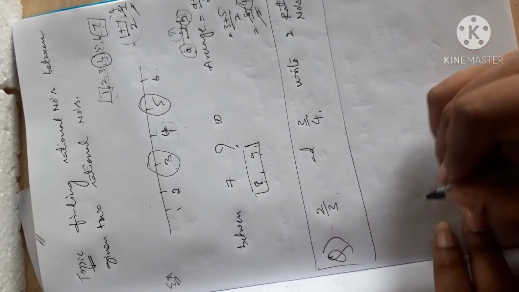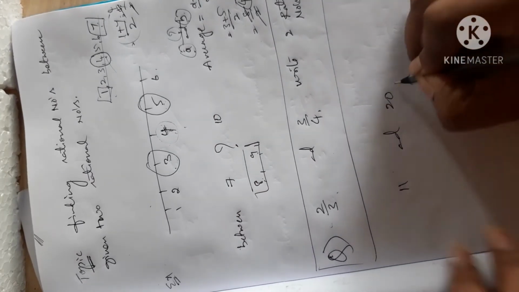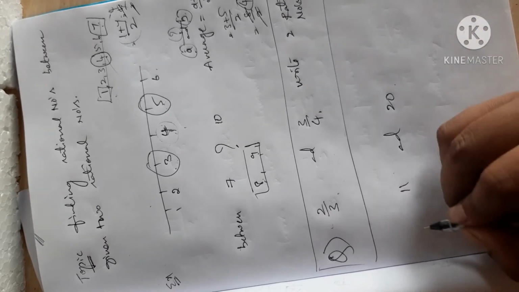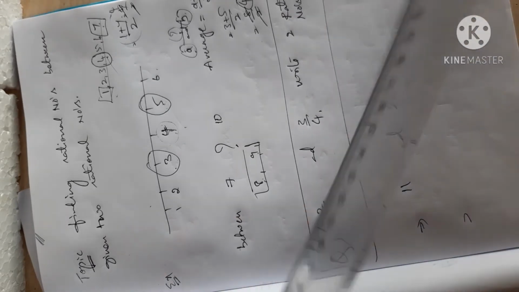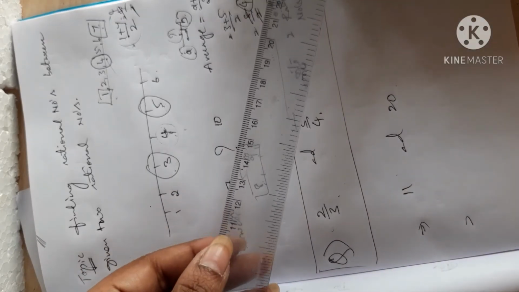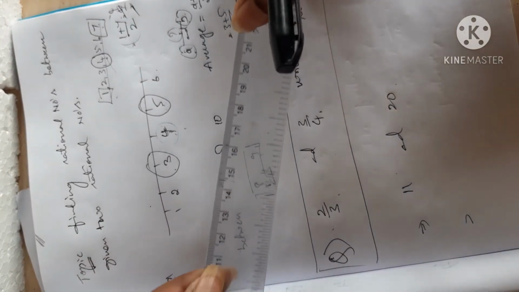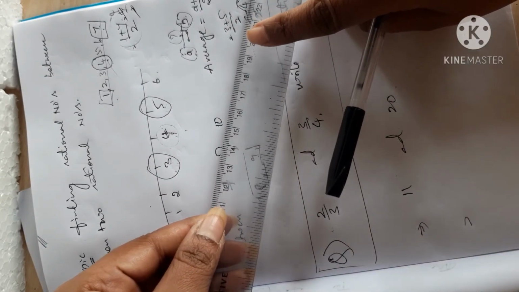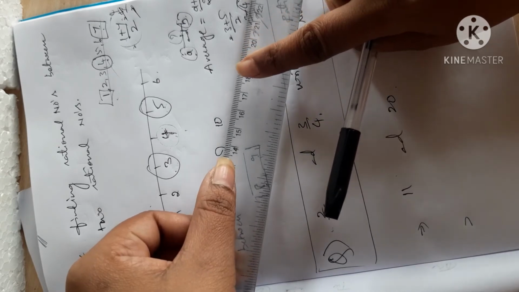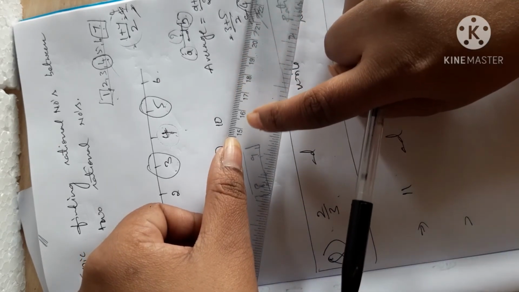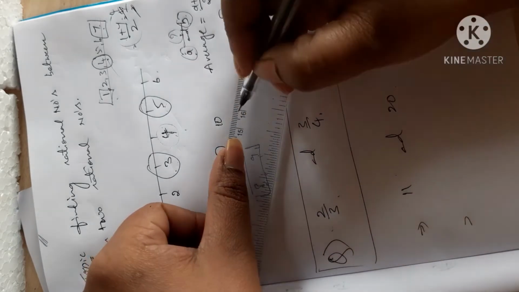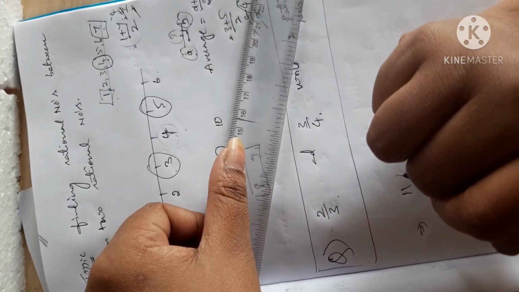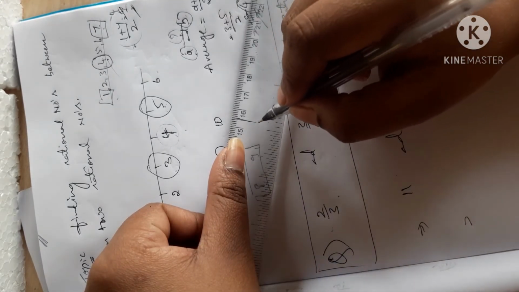Take any other example, 11 and 20. What is the number which exists between 11 and 20? This is 11 and this is 20. Between these two, there are numbers. So between these two, which is the middle? It should be 15.5. Let's check whether we get 15.5 or not.